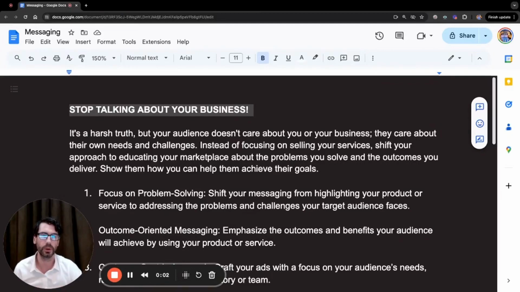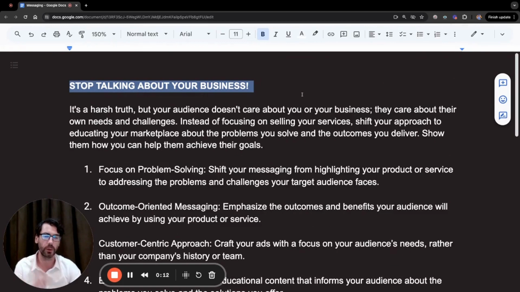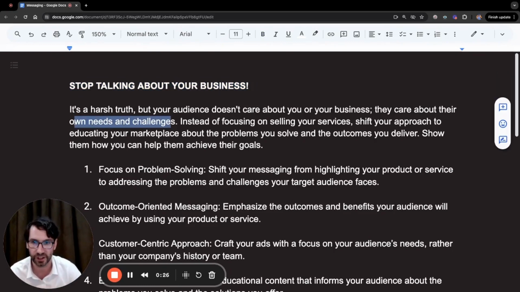An important one when it comes to your web copy, your ad copy, your email copy, etc. And that is your messaging. Guys, first thing to know about when you're creating your messaging is that you've got to stop talking about your business. It's the harsh truth, but your audience, they don't care about you or your business. All they care about are their own needs and their challenges.